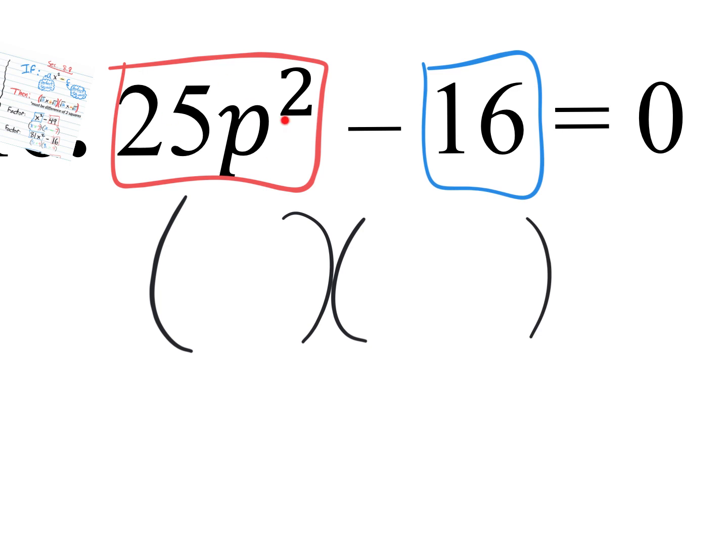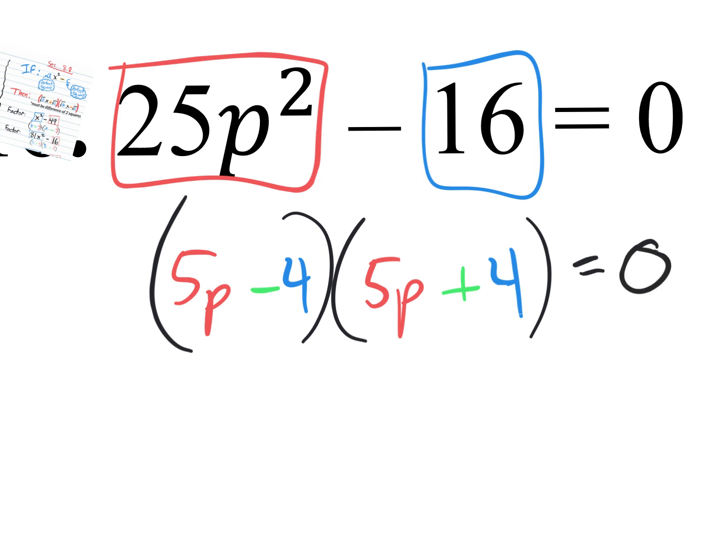The square root of 25p squared is 5p. The square root of 16 right here is 4. And of course, the signs have to be different, one minus, one plus. You still have the equal 0, which means that now you could split them and solve. Again, something times something equals 0. The first something could equal 0, and the second something could equal 0.